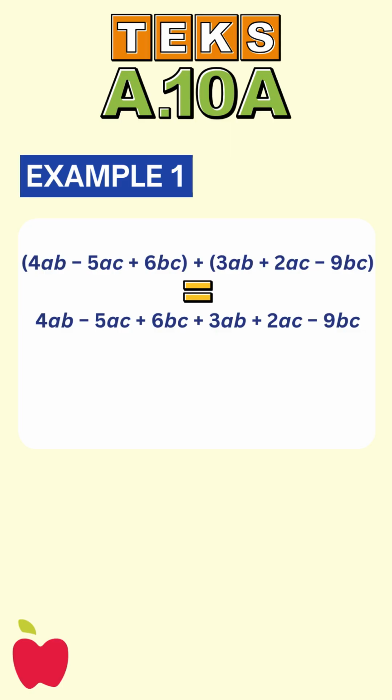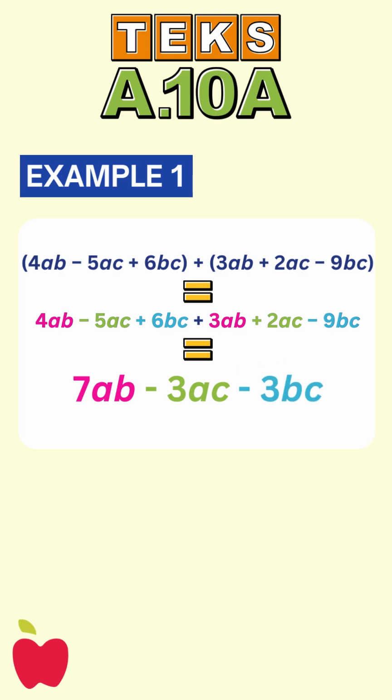Now combine like terms. 4ab plus 3ab equals 7ab. Negative 5ac plus 2ac equals negative 3ac. 6bc minus 9bc equals negative 3bc. So the final answer is 7ab minus 3ac minus 3bc.